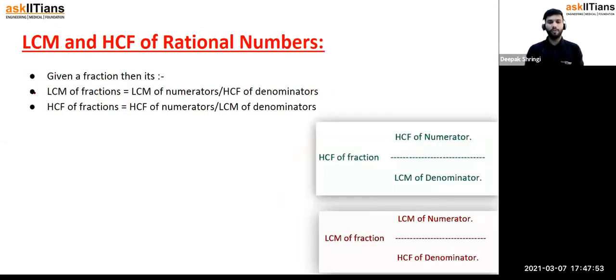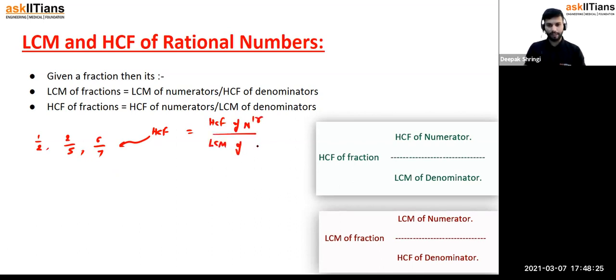So look, what are the two concepts we have to understand? When we have to find the LCM of fractions and the HCF of fractions, what will you look at? Let's say the fractions are 1 by 2, 2 by 5, and 6 by 7. If I ask you to find the HCF of these three fractions, what will you do? You will find the HCF of the numerators and then divide it by the LCM of the denominators. So for the numerator, you will find the HCF only.